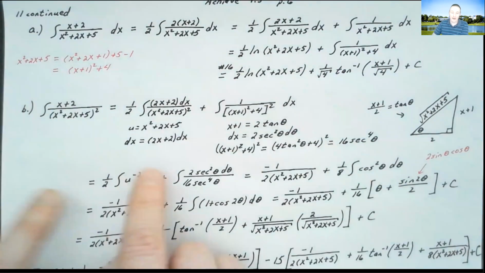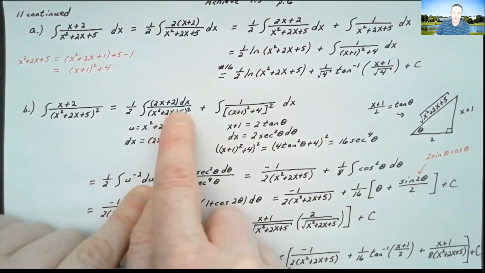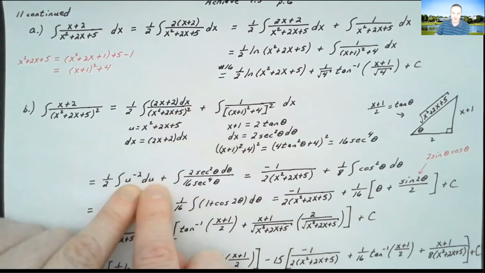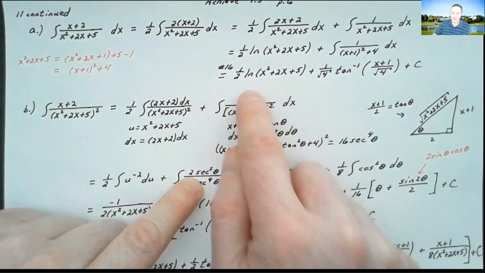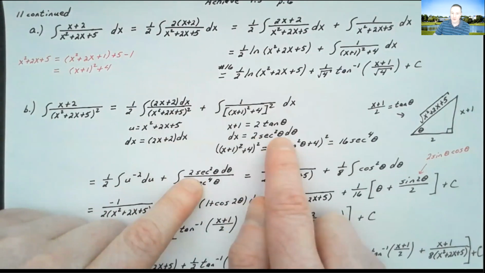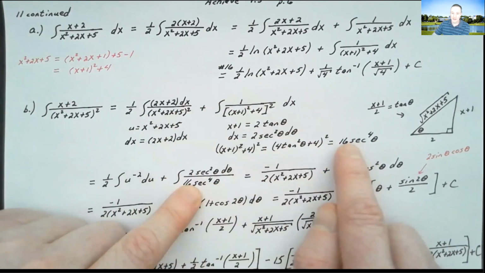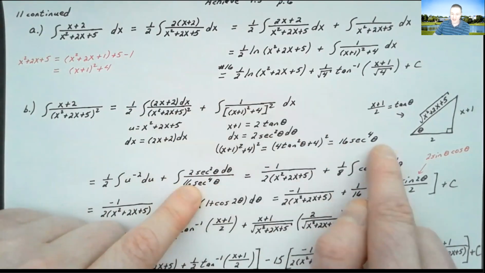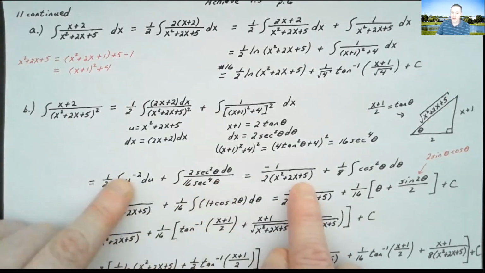So now I go back to my problem and I can say, all right, this first part is just u to the negative 2 du. That's going to be easy to integrate. The second part, the dx is in the numerator, so I know my numerator is going to be 2 secant squared theta d theta. My denominator is going to be the group, which I've shown is 16 secant to the 4th theta.